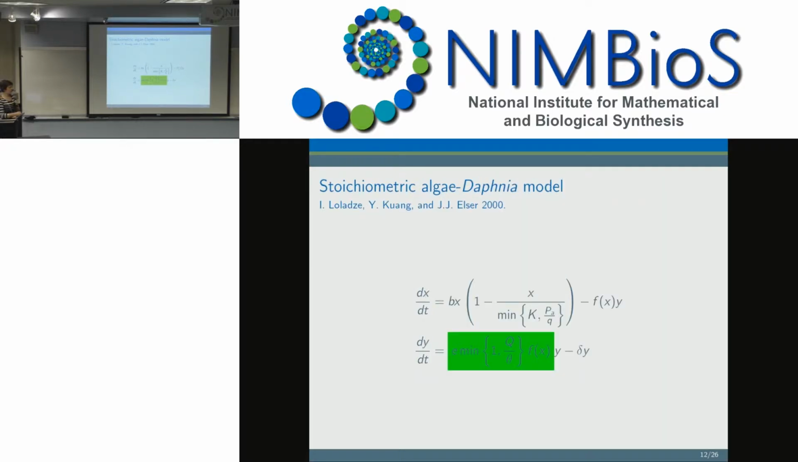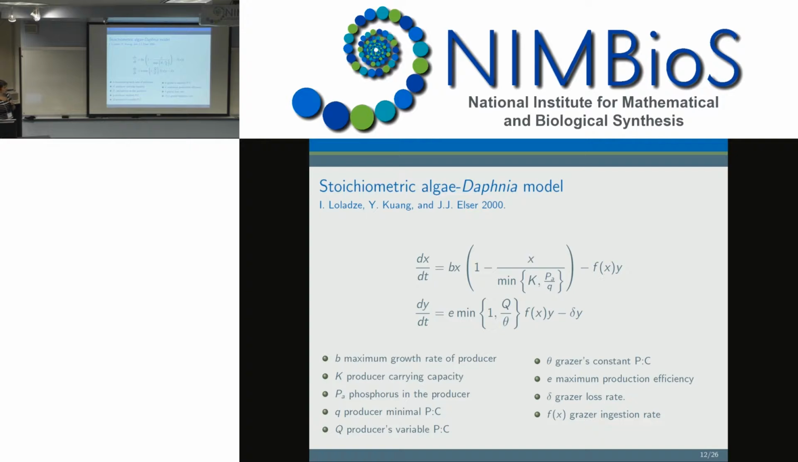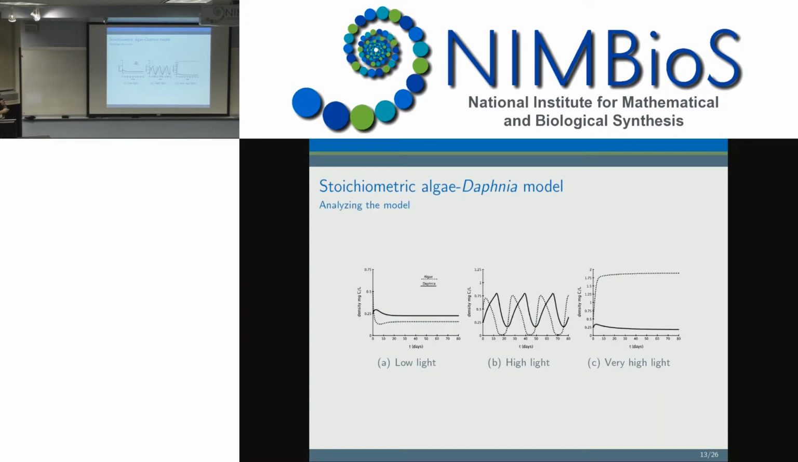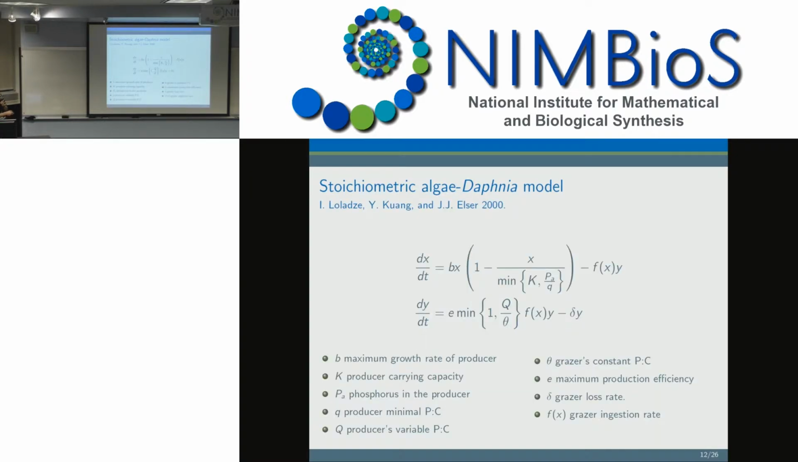So they modified this to include a minimum function, which now takes two inputs. One is the original model, so it's Daphnia limited by carbon. The other one is now a new model, which the minimum would take this Q over theta, which is now Daphnia limited by phosphorus. Okay? So here's that full model, and then they have an expression for Q, which I don't have here. I should have put on there. But so Q is going to be a function of x and y as well. Okay.